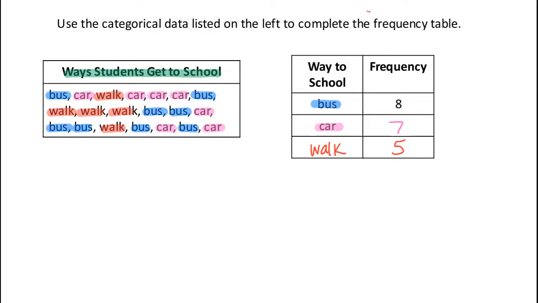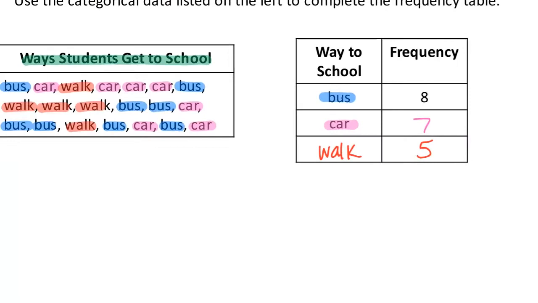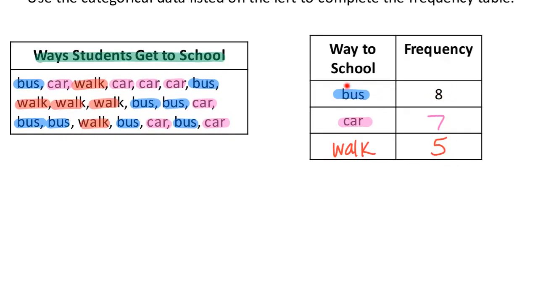So now I have my frequency table filled in. I can see 8 students take the bus to school, 7 students take a car to school, and then 5 students walk to school. So the frequency is how often something occurs, okay? This is how often something occurs. So 8 students take the bus, 7 students take a car, 5 students walk to school. So the 8, 7, and 5 is the frequency, how often something happens.